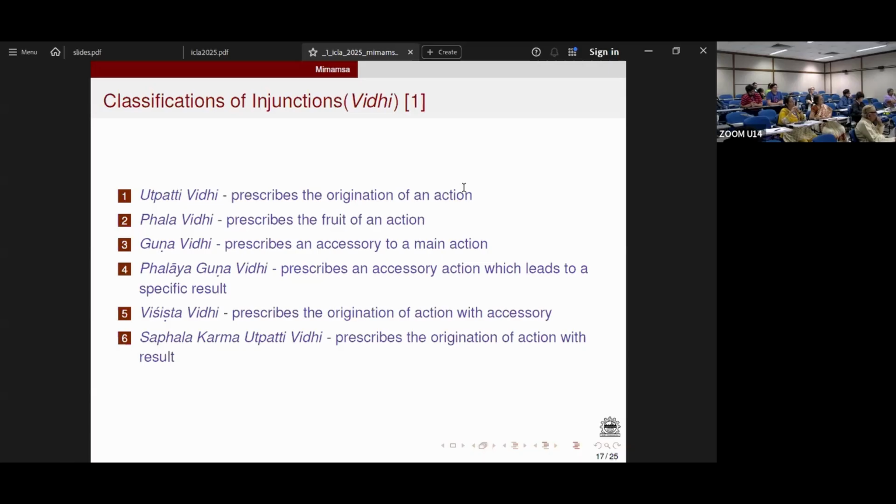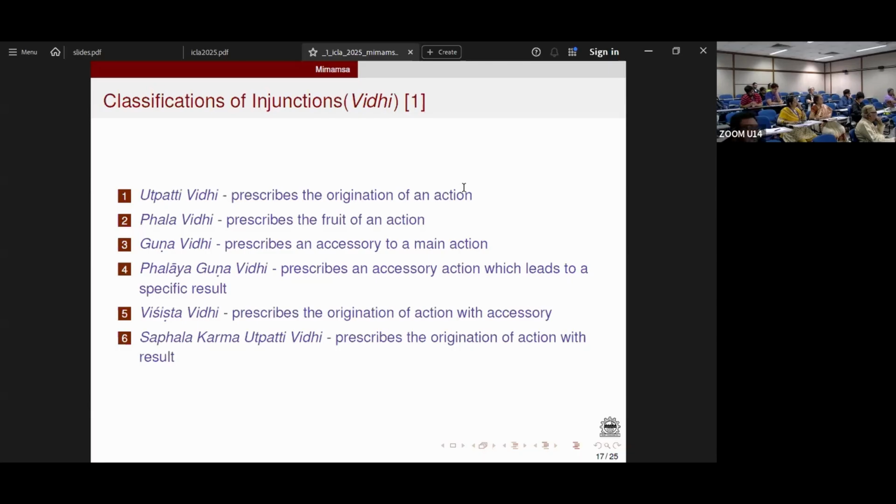Phalaya Gunavidhi is a type of injunction where you are not only specifying the subsidiary, but you are also saying that an additional fruit or result can be obtained if you use that particular object or item. For instance, Dadhna Indriya Kamasya Juhuyat. If I use this curd, all my sense organs will become very bright, and they'll all be functioning well. So one who is desirous of having good sense organs should do the sacrifice with curd.